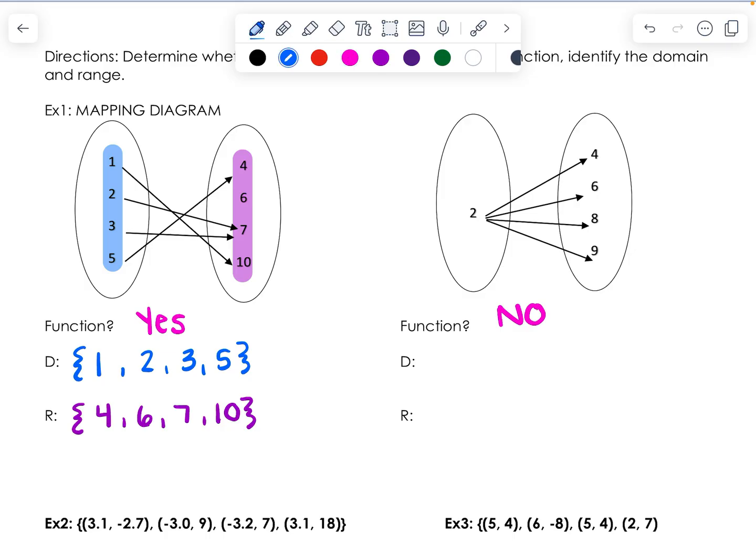So remember, our domain is all of our x values. We only have one x value here, or one input. So that would just be 2. And range is all of our outputs, or all of our y values. So that would be 4, 6, 8, and 9.